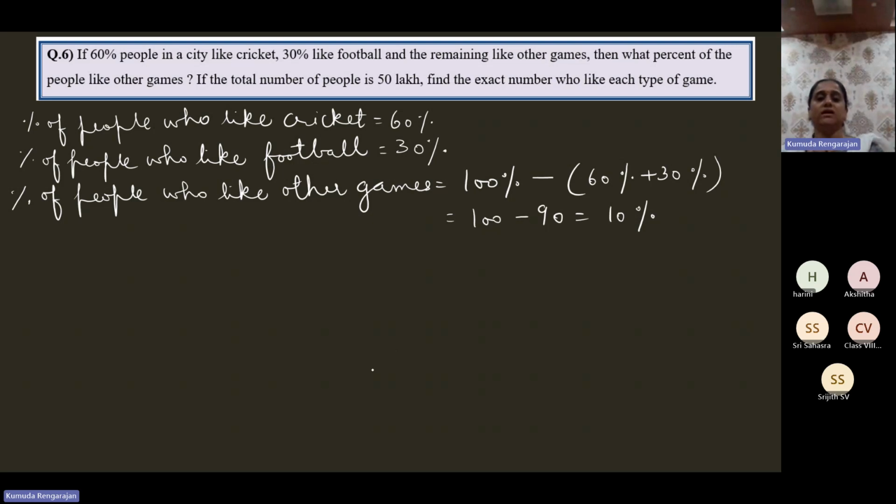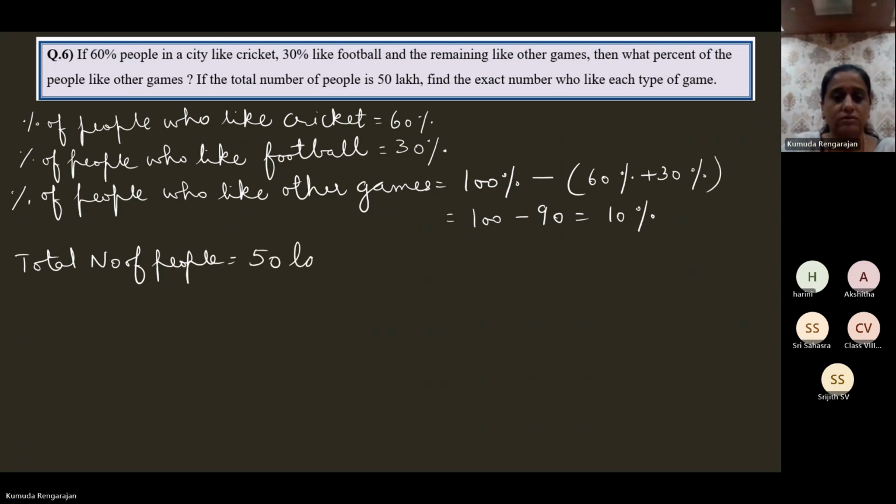And 10% like other games. So the total number of people is equal to 50 lakhs. Okay, so we have to find all this.